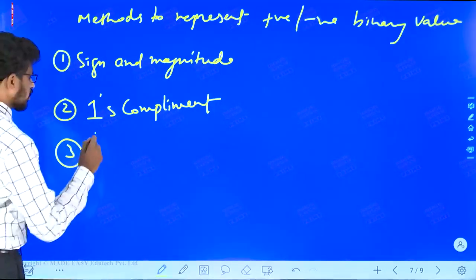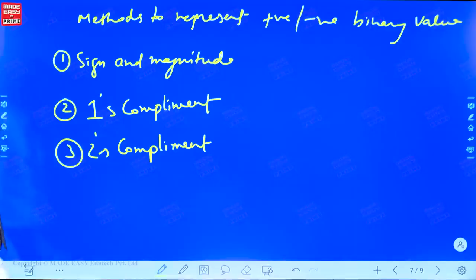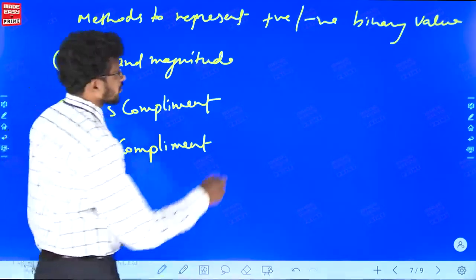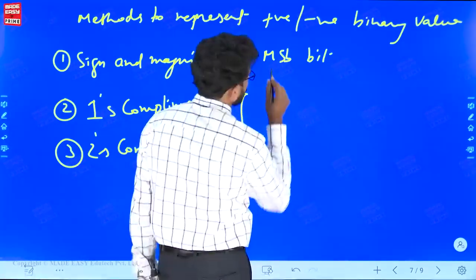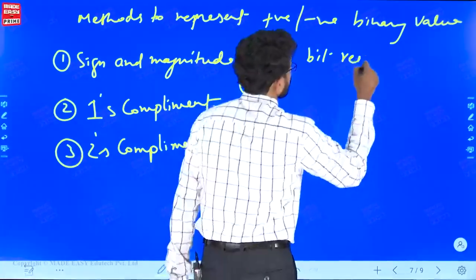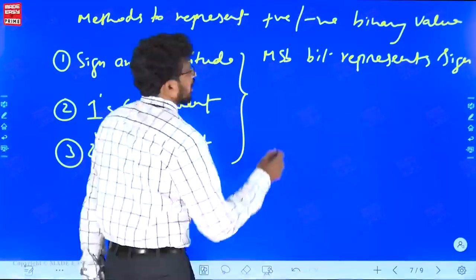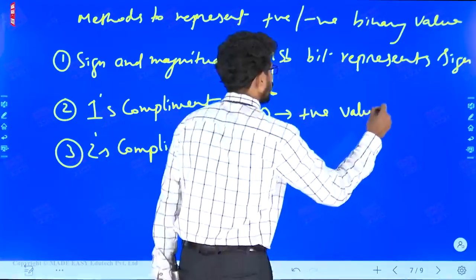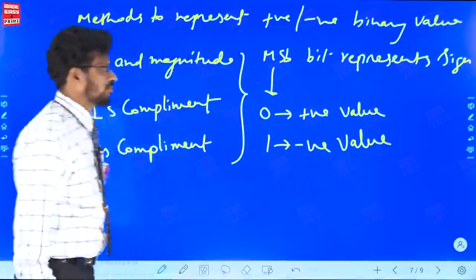And the third one is two's complement technique. So these are the 3 methods by which we can represent binary data as positive or negative. In all the 3 cases, the MSB, the most significant bit, represents the sign. If this bit is 0, it indicates a positive value. If this bit is 1, it indicates a negative value.